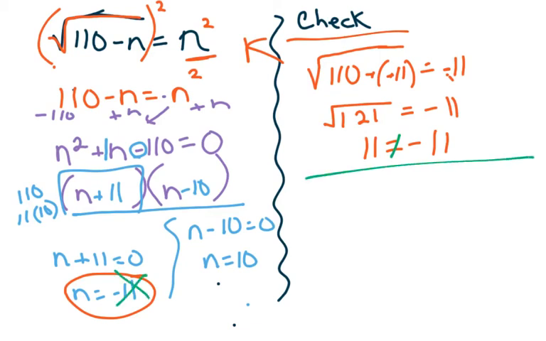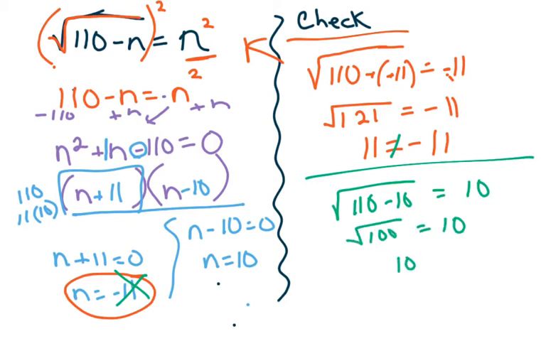Let's check for our 10. Square root of 110 minus 10 has to equal 10. The square root of 100 equals 10. So your answer, and when you're putting this in Desmos, make sure that your answer is in curly brackets. Now, remember the negative 11 did not work. It was an extraneous solution, so the answer is 10.